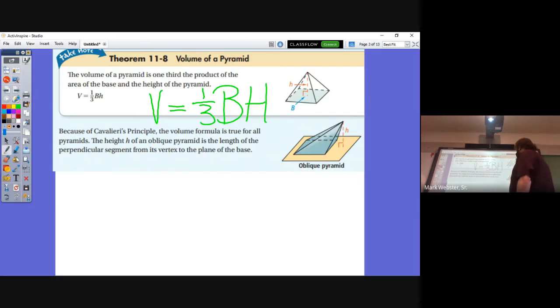Now, we talked a little bit on Monday about what happens with the ones that are leaning to the side, right? Same thing here. Because of Cavalieri's principle, it doesn't matter if they're leaning or standing straight up. You can just take this picture and redraw it like it's normal and not leaning to the side. These two, if they have the same base and the same height, have the same volume. So you don't have to worry about some weird thing happening. You just need your straight up and down height.